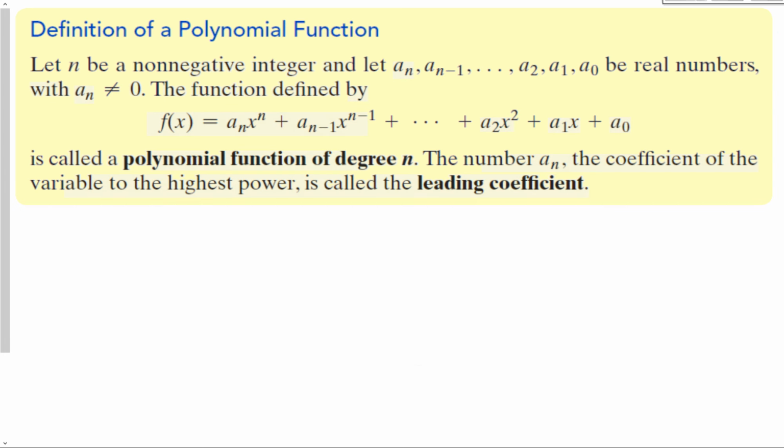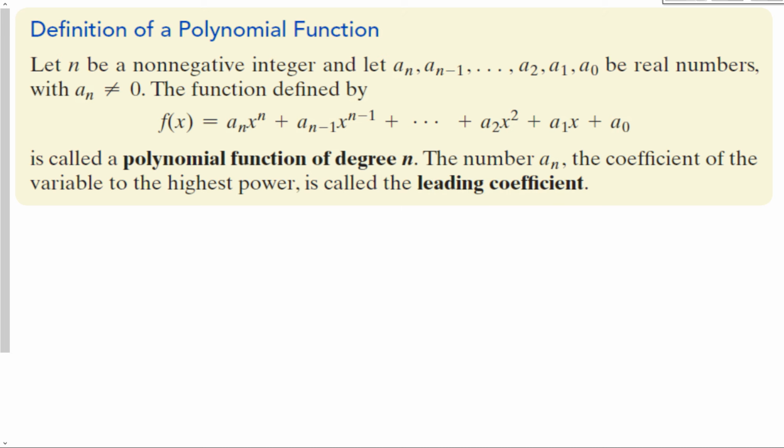Okay, so first, the definition of polynomial function. Let n be a non-negative integer, and let a sub n minus 1, all the way down, right? We're subtracting subscripts. So all the way down to a sub 2, a sub 1, a sub 0. Let all of those be real numbers, with a sub n not being equal to 0, right? This first term in the front not being equal to 0.